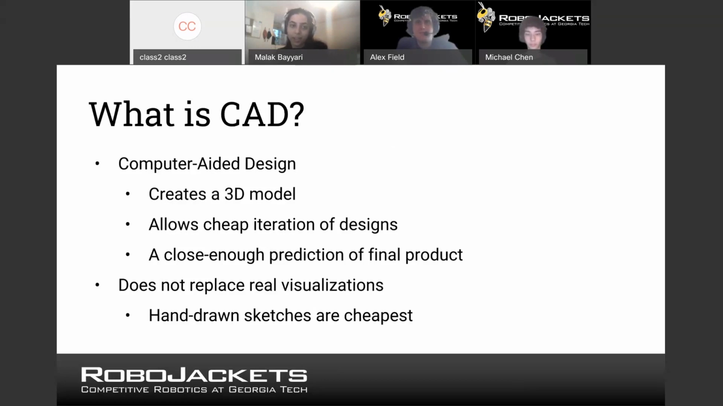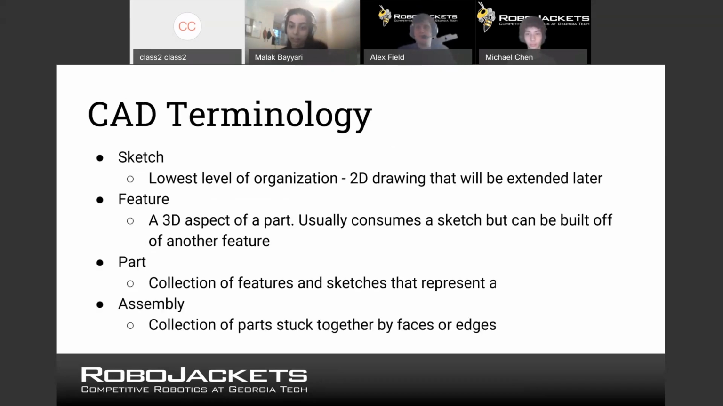Some CAD terminology you'll have to know when starting to CAD: you'll need to know what a sketch is. A sketch is the lowest level of organization. You always start your models with a 2D sketch, and you can extend that later into a feature or a part. A feature is a 3D aspect of a part. Usually you'll extrude, so it's a step up from a sketch. You're taking your sketch and making it more three-dimensional, more lifelike.